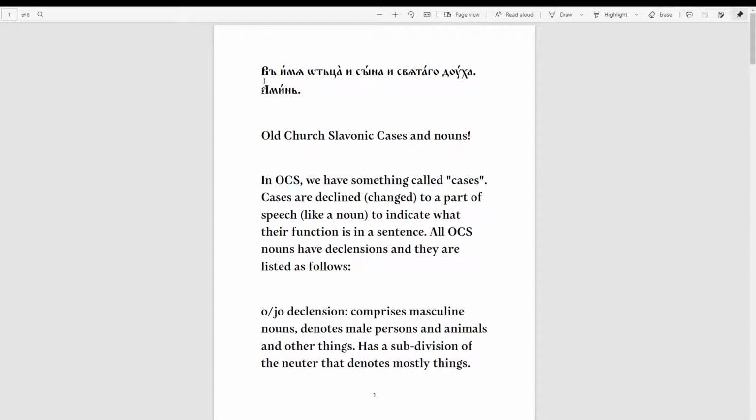V means in, imen means name, oditsa means father, e means and, sina means son, e means and, sventago means holy, duha means spirit, amine means amen.